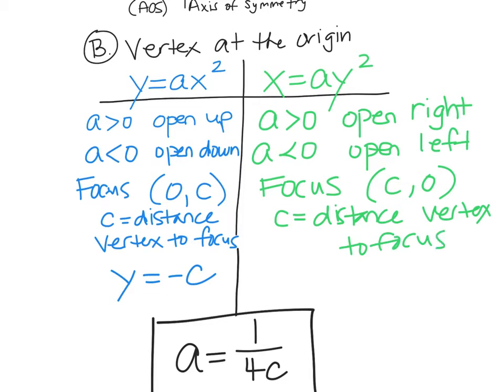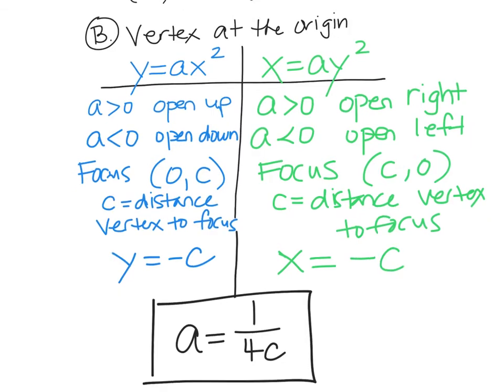And then our directrix is now going to be a vertical line. So if your parabola opens up or down, it's going to be a horizontal line directing it where to go. If it opens left or right, it's going to be a vertical line. Do you know how to write a vertical line? Y equals a constant is a horizontal line. X equals a constant, negative c, is a vertical line.